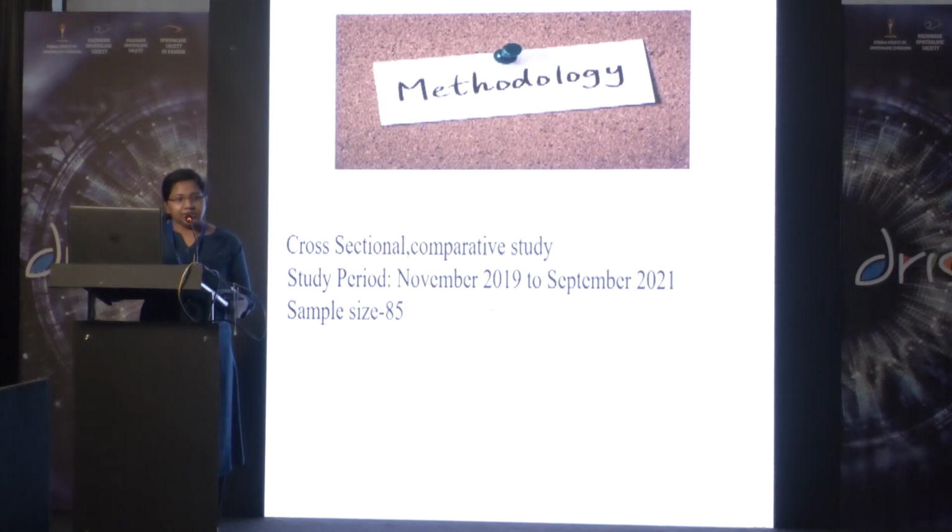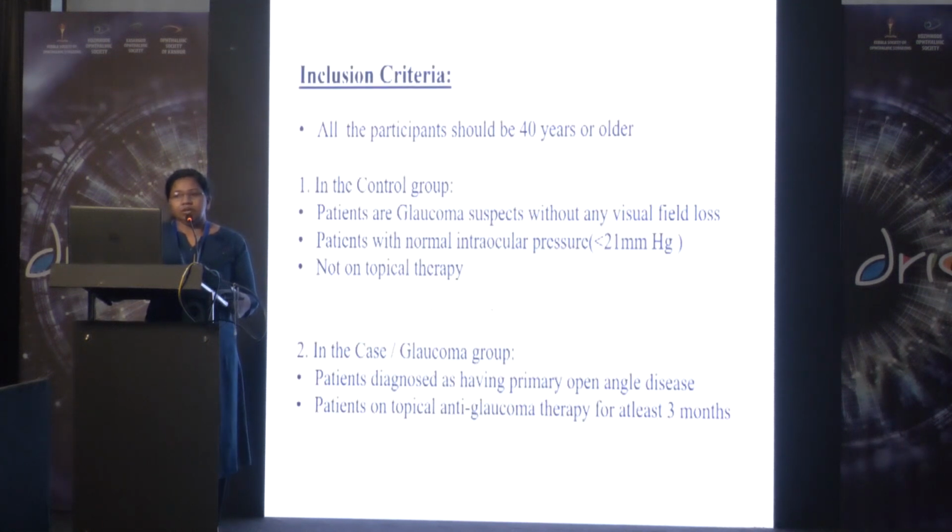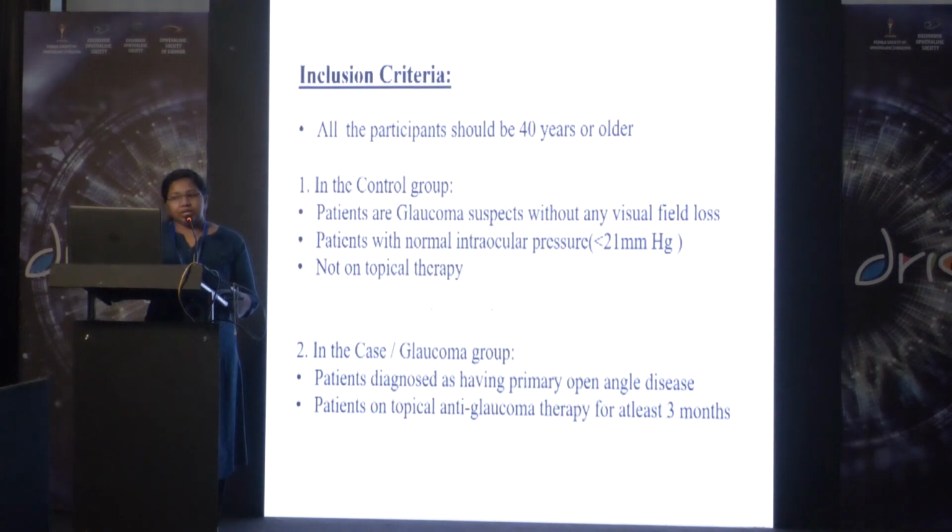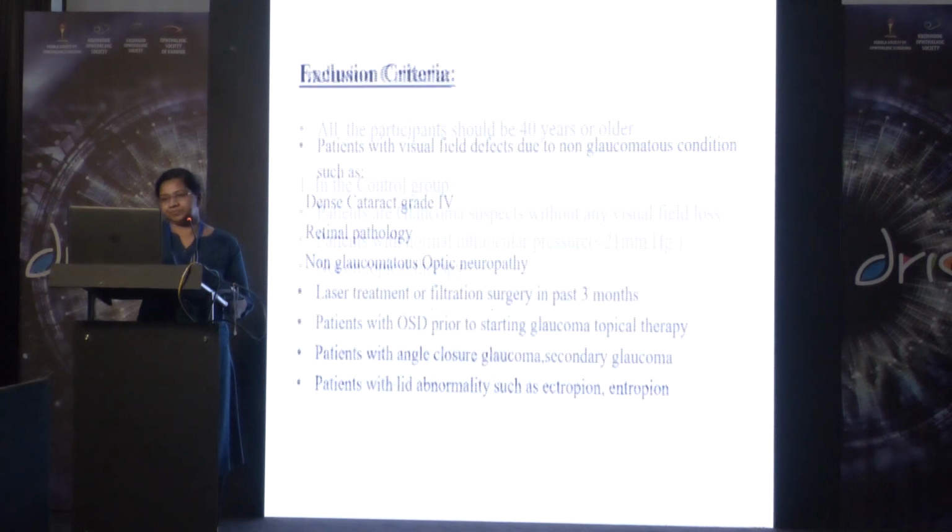and the sample size for the study was 85. The inclusion criteria were: all participants were 40 years or older, and in the control group, patients were glaucoma suspects without any visual field loss. They had a normal intraocular pressure, and they were not on topical therapy. In the case group, they were diagnosed as having primary open-angle glaucoma, and they were on topical anti-glaucoma therapy for at least a period of 3 months.